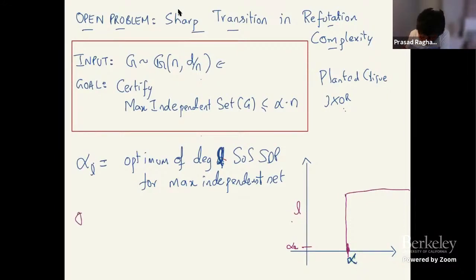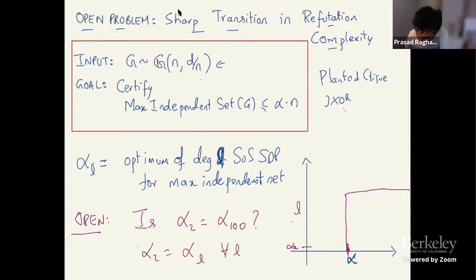In particular, the open question is: can you prove, or is it true, that alpha 2 is equal to alpha 100? Or more generally, alpha 2 is equal to alpha L for all natural numbers L. For all fixed L, is it the case that the value doesn't budge at all? This would be a sharp transition in the complexity of certifying an upper bound on the independent set. And that would be nice.